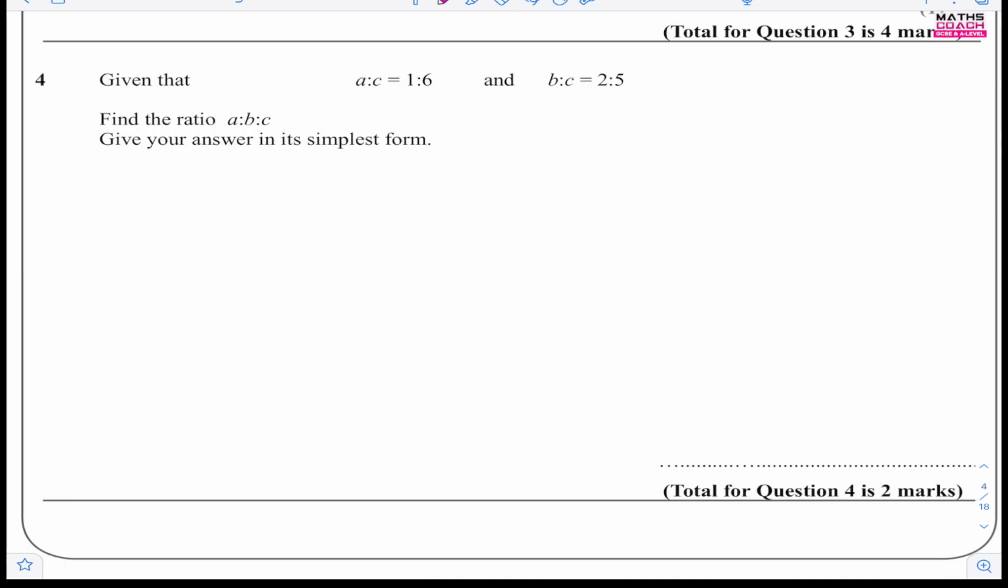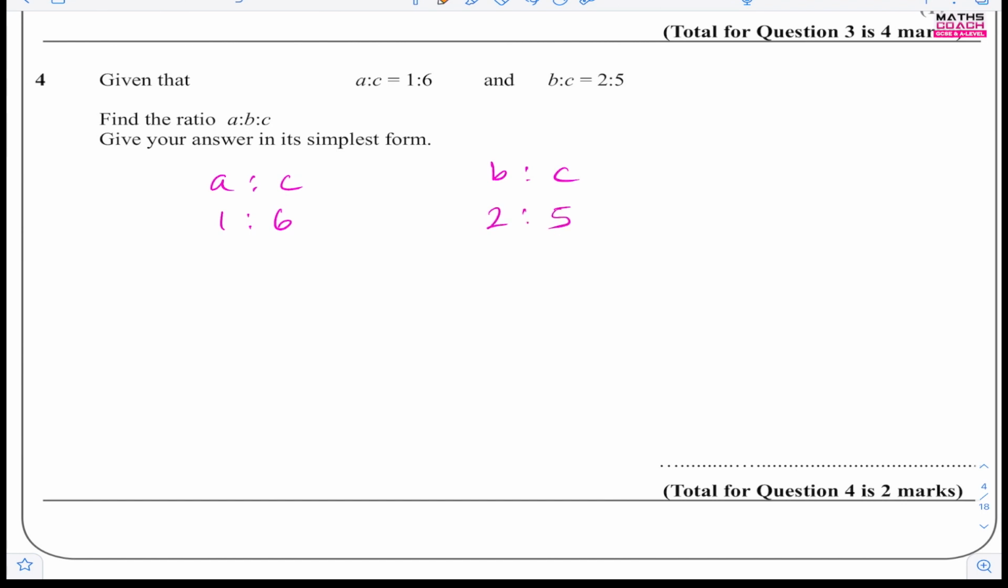Okay, so question 4. We are told that A to C is the ratio 1 to 6 and B to C is the ratio 2 to 5. Find the ratio A, B, C, giving your answer in its simplest form. Let's start off by writing A to C. We know that this is 1 to 6. And we know that B to C is the ratio 2 to 5.